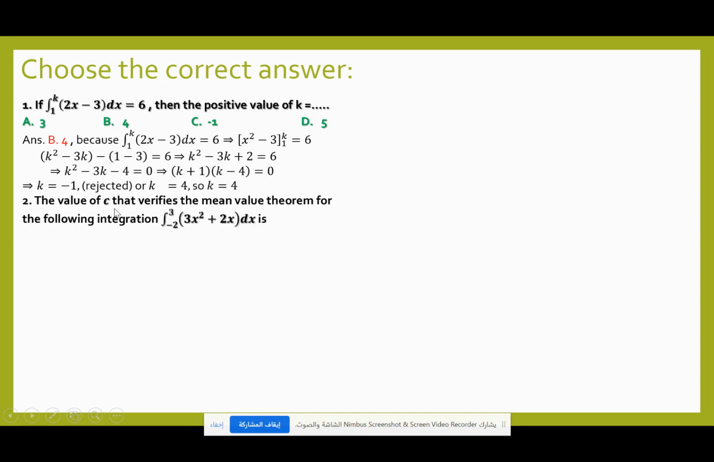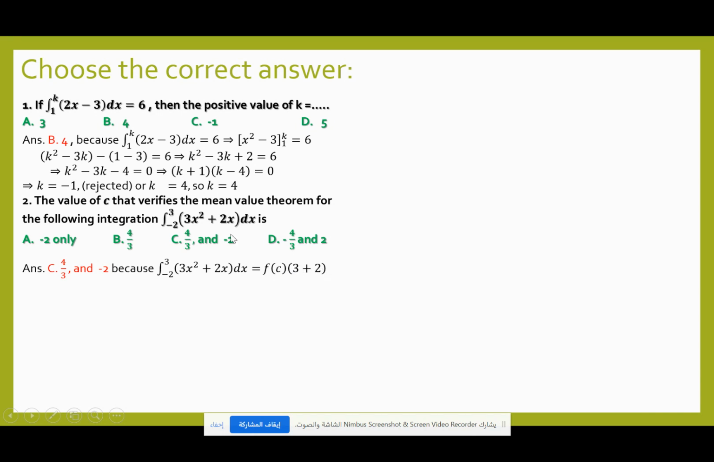In number 2, the value of C that verifies the mean value theorem for the following integration. He mentioned integration, which means you are in this chapter, not in the derivatives. So integration from negative 2 to 3 of 3x squared plus 2x dx, you are going to choose from these choices. According to the following rule, you have to write the rule that we discussed before in the previous page. It's equal to f of c times b minus a. For f of c, you have to write the integration as it is without any changing, just equal it to f of c times b minus a.